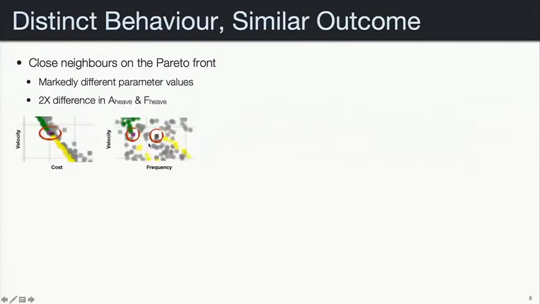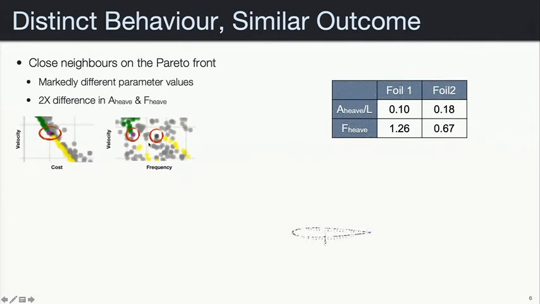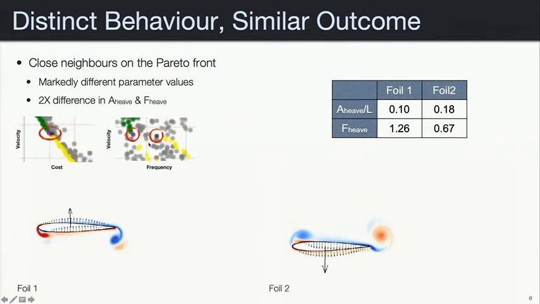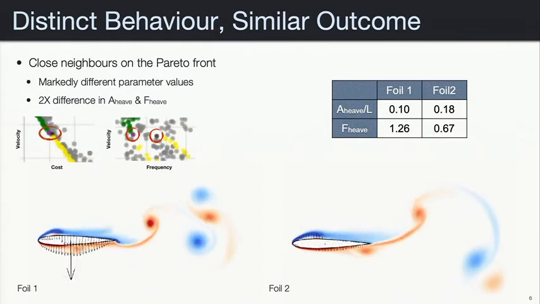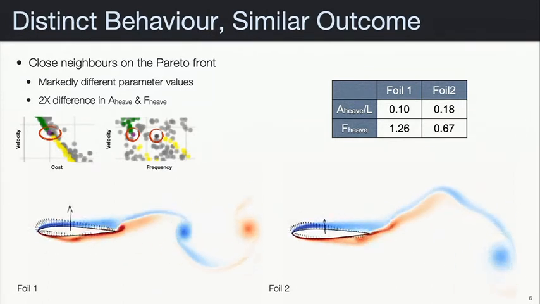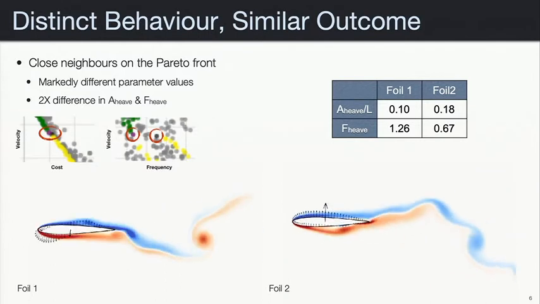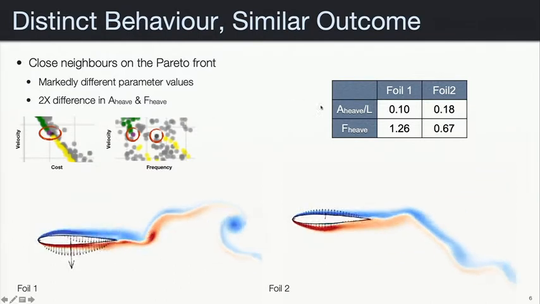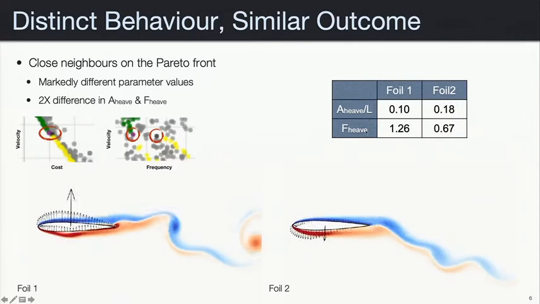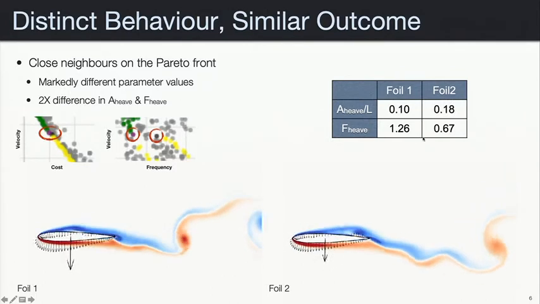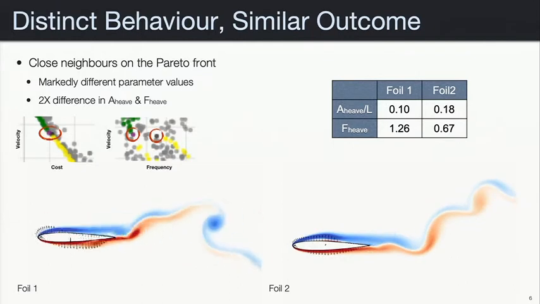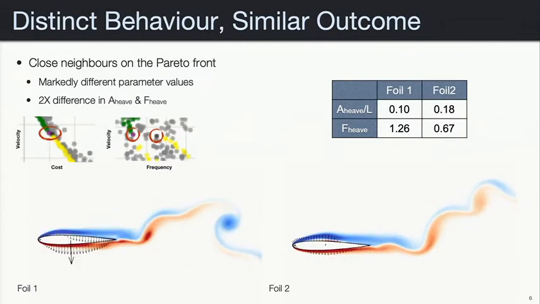And we were even able to discover different behaviors that give the same outcome. These two foils actually end up moving with the same speed and same efficiency, but they have completely different behavior. The amplitude is different by 2 times. The frequency of heaving is also different by 2 times. Then you can analyze these things in a lot of detail. Why is it happening? How can I use this information to build small, what are they called?